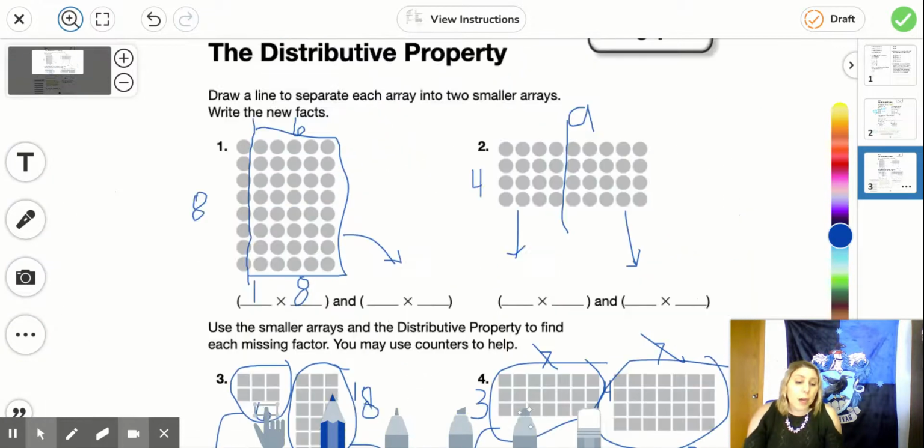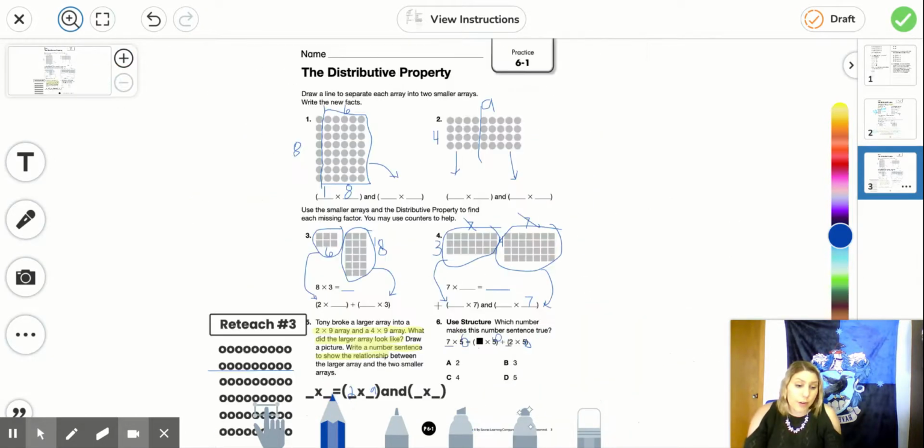Make sure that you pause this video and rewatch all of those things to help you better understand how to do this. 6-1, the distributive property, is really important because we are going to be using this strategy when we learn how to multiply by 3s, by 4s, by 6, 7, 8s, a lot of different numbers. So it's really important that we understand how to do this, and you will still get lots of practice.